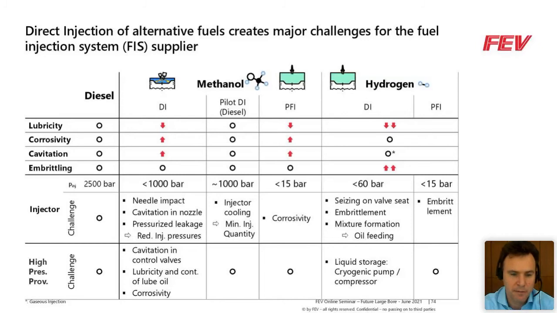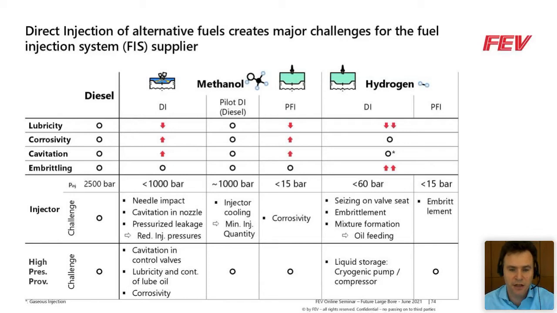So when it comes now to fuel injection equipment, the new fuel will also pose significant, let's say, challenges for the fuel injection system suppliers. And here we try to make some ranking about some mechanical criteria like lubricity, corrosivity, cavitation, embrittlement of the material for the injector and the high pressure provision. Normally it is, for example, a high pressure pump.